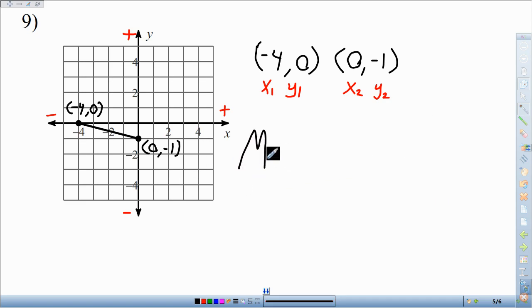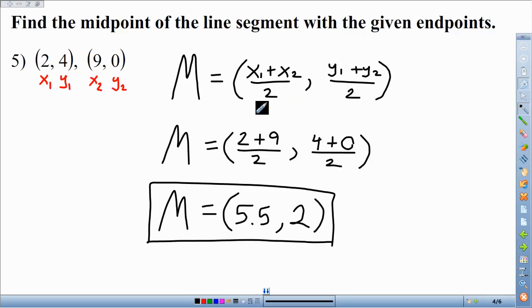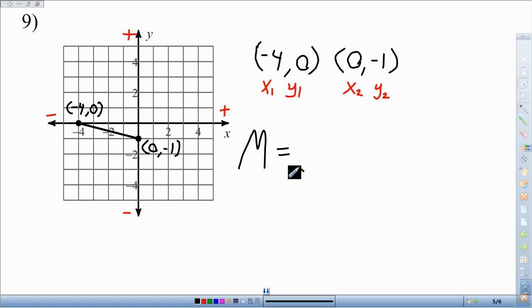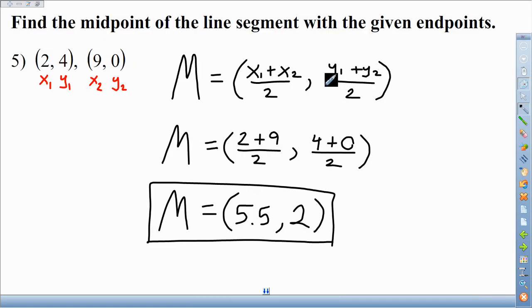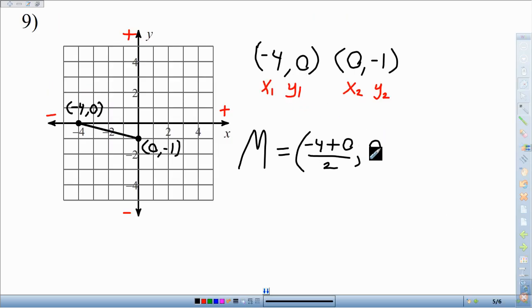Okay, and now we can plug that into our midpoint formula. I don't think we need to write out the formula again, but just a quick reminder, x1 plus x2 over 2. Okay, so x1 is a -4 plus x2, 0 over 2. And then same thing with my y's, y1 plus y2 over 2. Y1 is a 0 plus y2, -1 over 2.